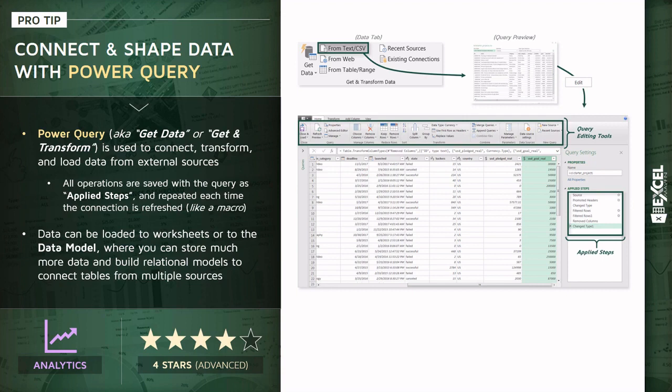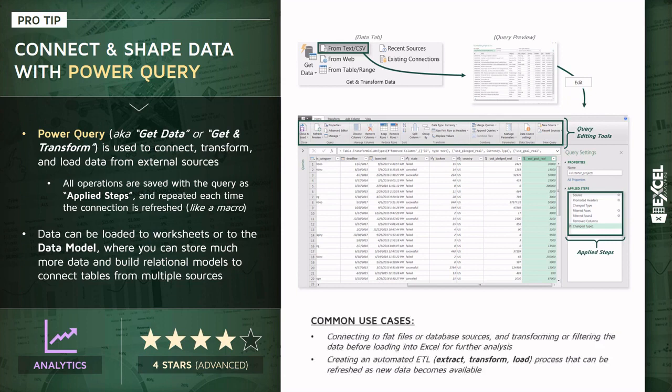multiple sources. So to quickly summarize common use cases, number one, connecting to flat files or database sources, and then transforming or filtering that data before loading it into Excel for further analysis. Number two, creating a fully automated ETL process, which stands for extract, transform, and load, that can be refreshed with one click as new data becomes available. Again, details are all covered in my Power Query, Power Pivot, and DAX course. So with that, let's jump into Excel. I'm going to walk you through one quick demo for how we can use Power Query to connect and transform an external CSV file.